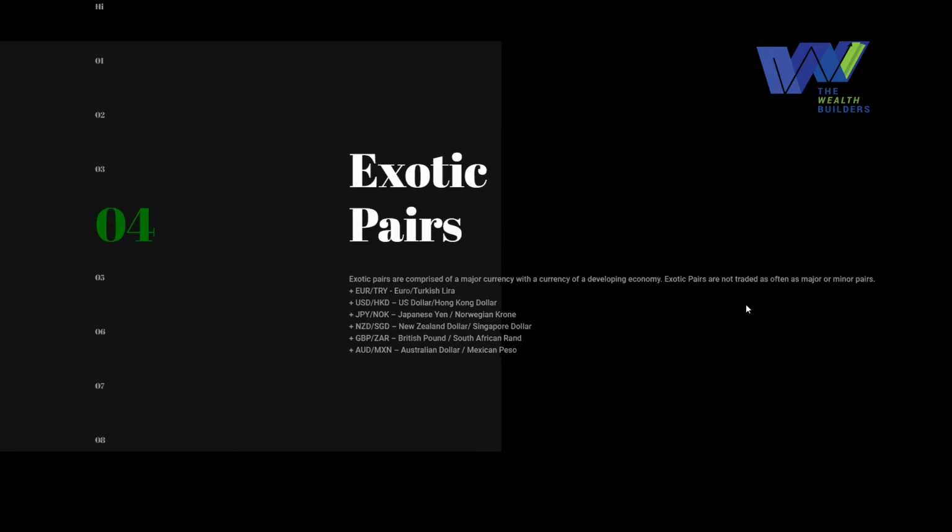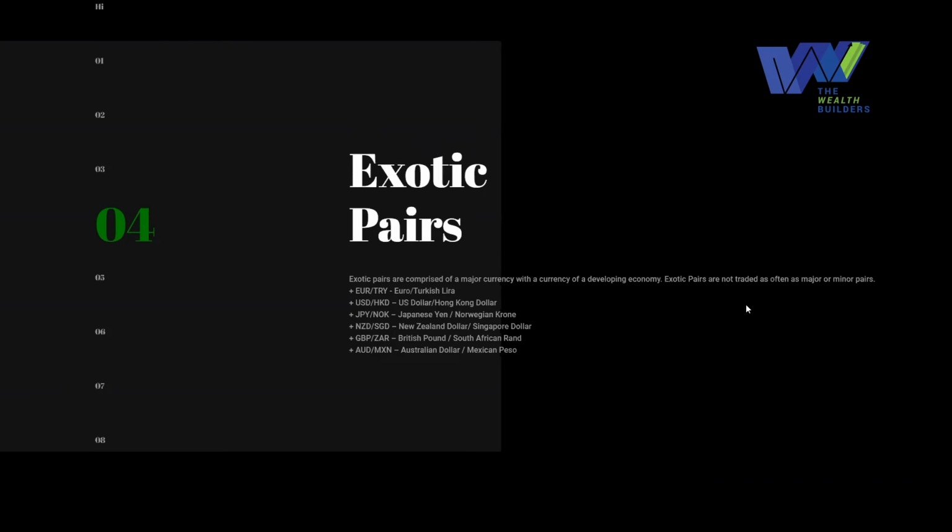Some move quite quickly. And so we have the euro versus Turkish lira, the US dollar versus the Hong Kong dollar, Japanese yen versus Norwegian krone, New Zealand dollar versus Singapore dollar, Great British Pound versus South African Rand, and the Australian dollar and Mexican peso. I have not mentioned all of the pairs. There's so many out there. Like I said, there's 50 of them.